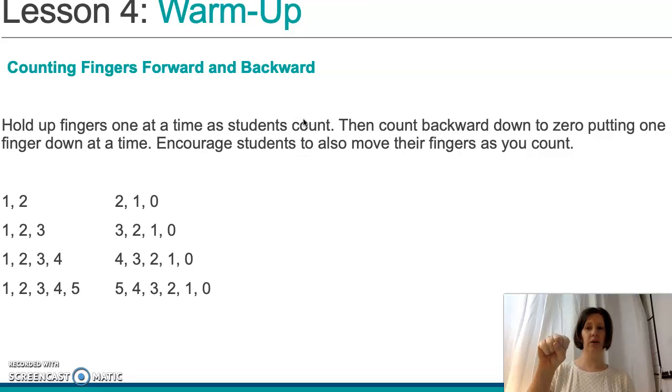Hold up your fingers, or your fist. We're going to count forwards, then backwards. Count with me. 1, 2, now back to 0. 2, 1, 0. Let's try another one. 1, 2, 3, now back to 0. 3, 2, 1, 0. Count forwards to 4 and then backwards to 0.